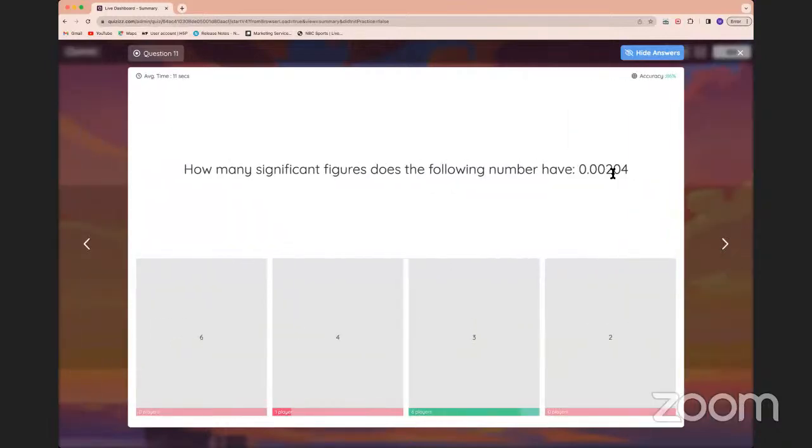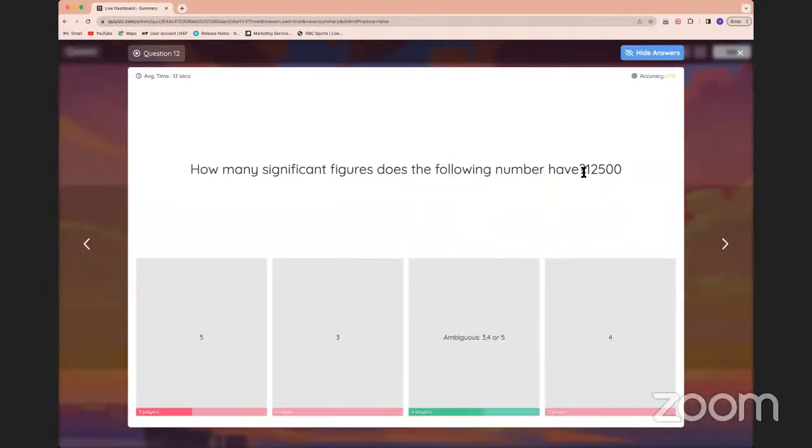So how many significant figures here? 3. The first 3 zeros are leading zeros, not significant. The 0 between 2 and 4 is significant because it's sandwiched between 2 non-zero digits.